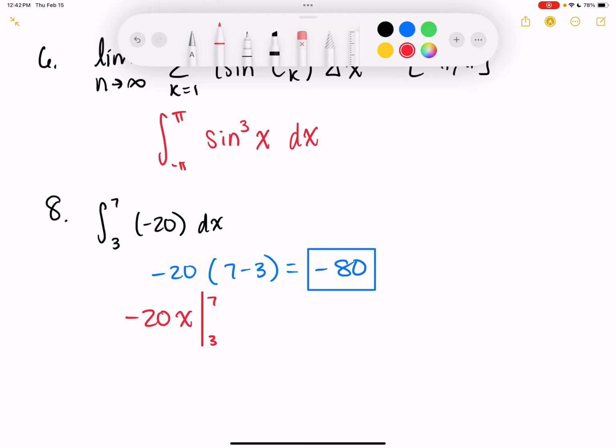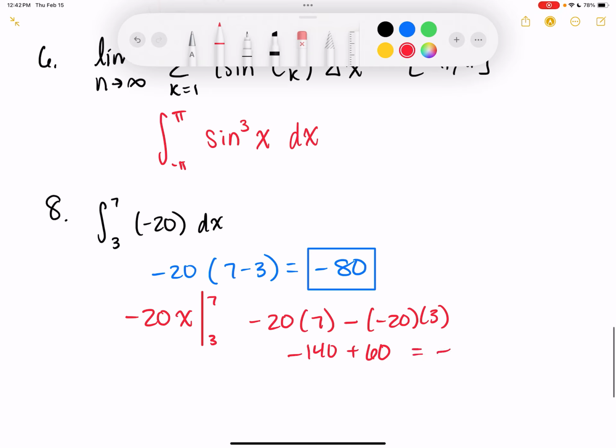And then we do this nice little bar like this, evaluated from 3 to 7. And what this means is we plug the top value in for x minus plugging the bottom value in for x. So this would be negative 20 times 7 minus negative 20 times 3, which then is negative 140 plus 60, which is negative 80. So on a problem like this, this is the longer method to do it, right?